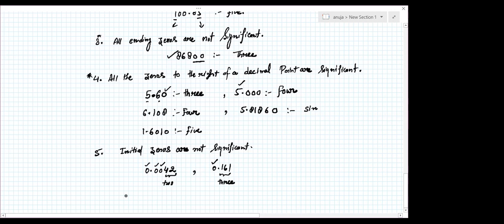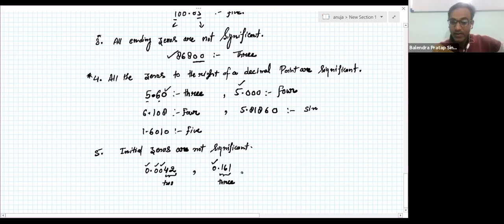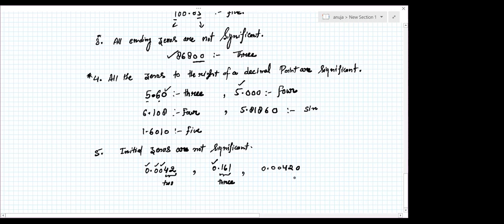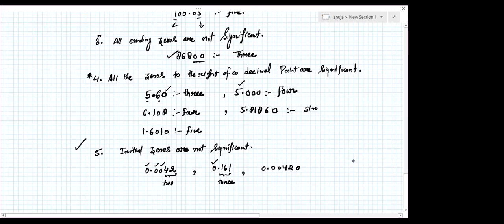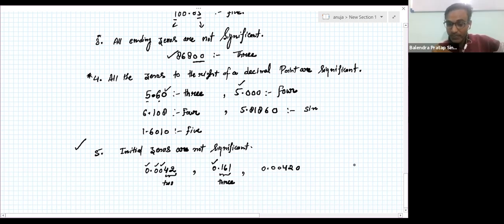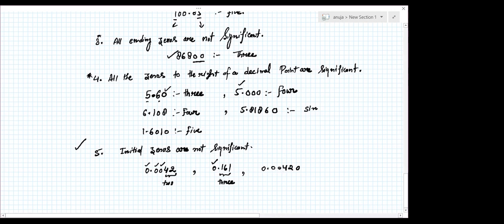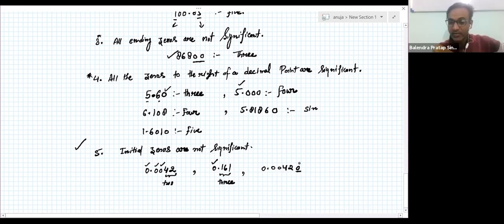Okay, sir. You can leave the initial zeros. But suppose I am again taking this example number 1. If I give you 0.00420, now how many significant figures here? 3. Exactly, because you can leave these initial zeros from rule number 5, but rule number 4 says that you have to consider the zero which comes at the right hand side. This zero you have to consider. You can leave the initial zeros. So it has 3 basically.